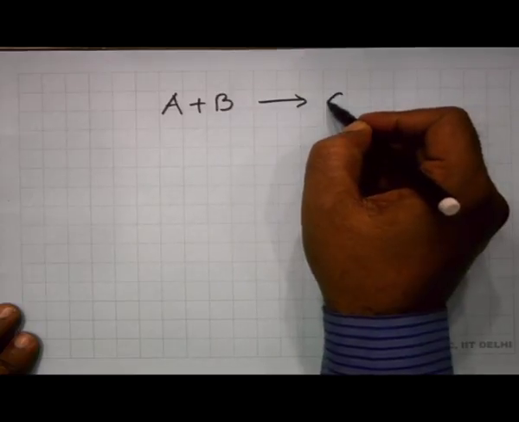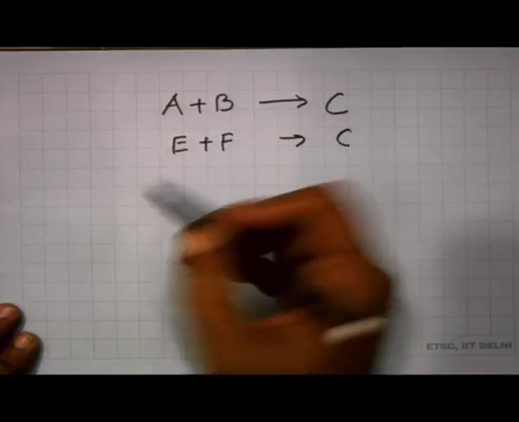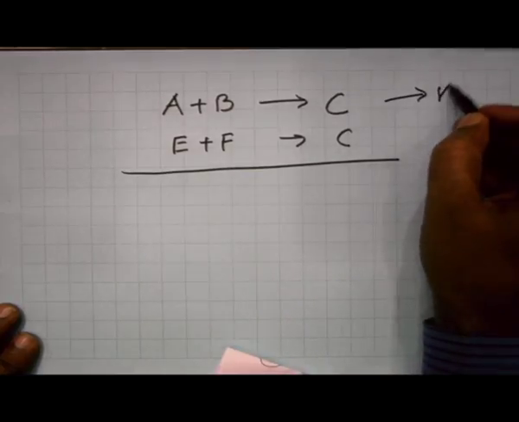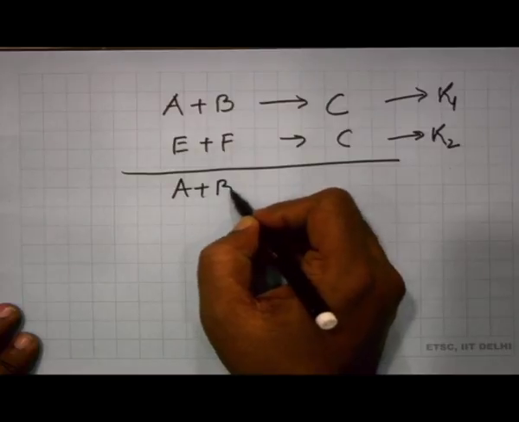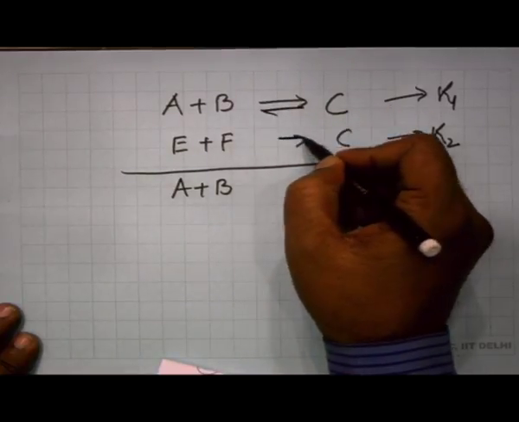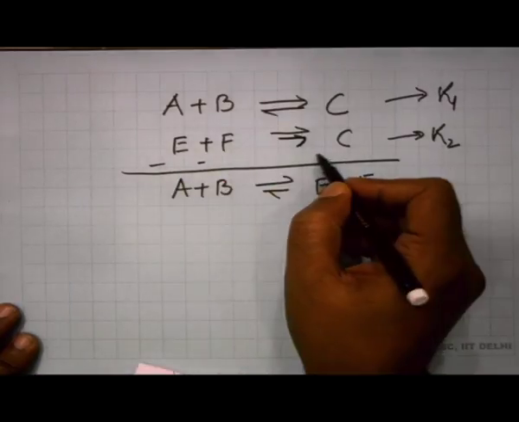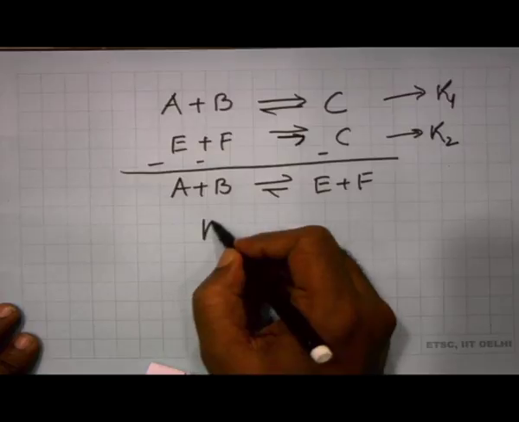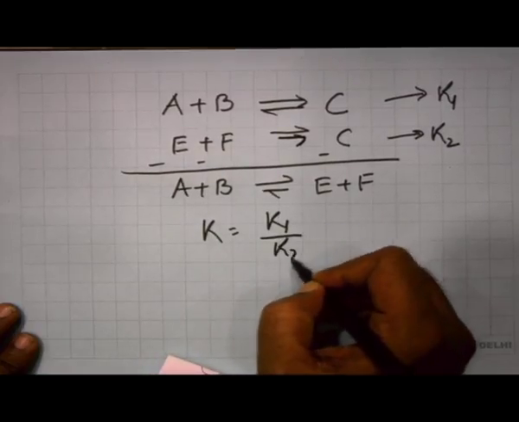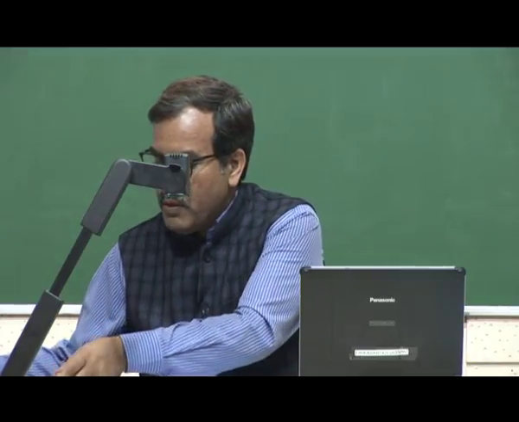And suppose I get a reaction like this, A plus B giving you C, and we also know that E plus F gives you C. Then I can again calculate the equilibrium constant. Suppose these are equilibrium constants K1 and K2. Then I can know the equilibrium constant for the reaction A plus B to E plus F, and I can do this by just subtracting. So, if I get a reaction from the subtraction, then I can simply write K is equal to K1 by K2, K1 by K2. So, this is regarding your equilibrium constant.